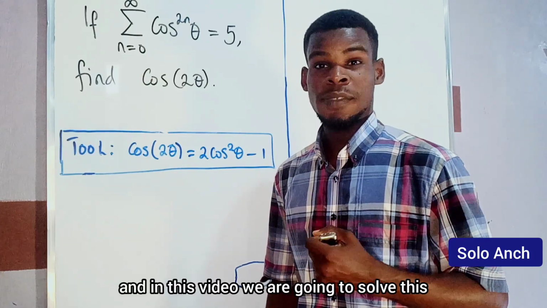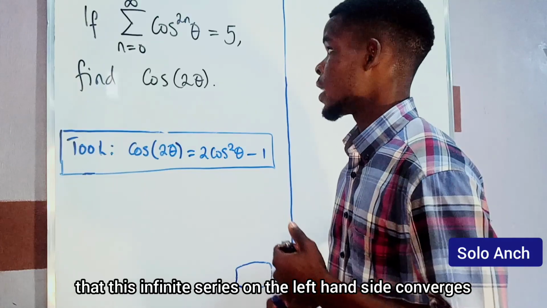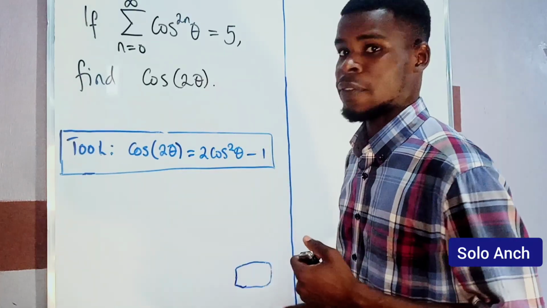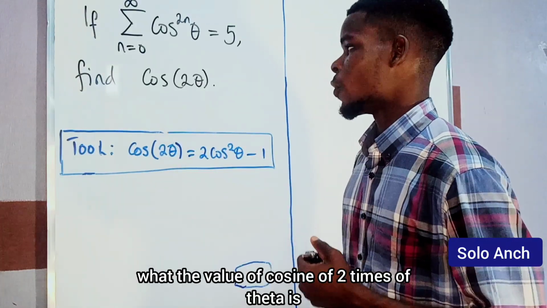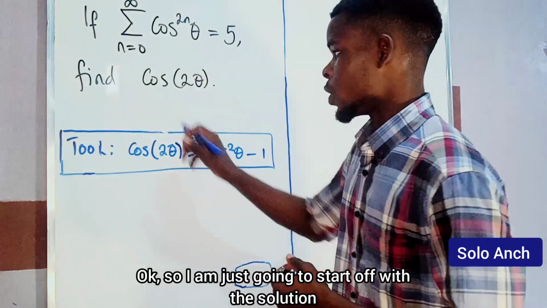My name is Ansh, and in this video we're going to solve this problem right here. So we are given that this infinite series on the left hand side converges, and it converges to 5. Good. So we want to find out what the value of cosine of 2 times theta is. Okay, so I'm just going to start off with a solution.